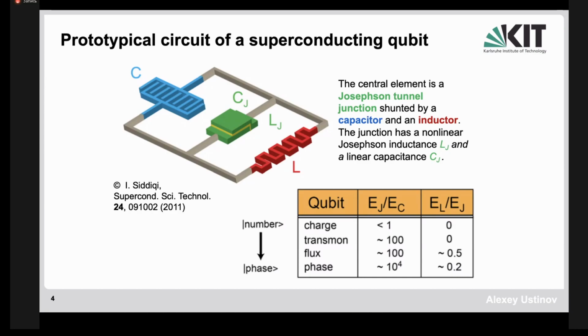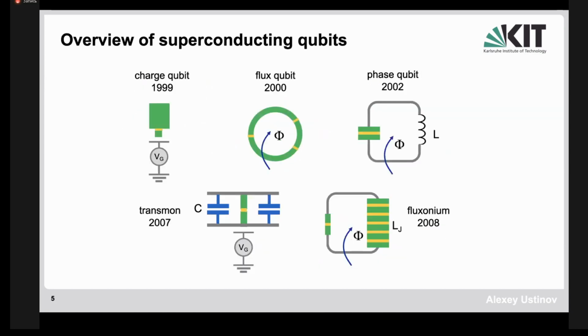And this is also a decision between convenience of using different types of superconducting qubits. This is the whole zoo of superconducting qubits, which we will discuss. It all started first with the charge qubit. The first experiment was made in 1999, a Nature paper, which didn't get yet its Nobel Prize, but hopefully soon.